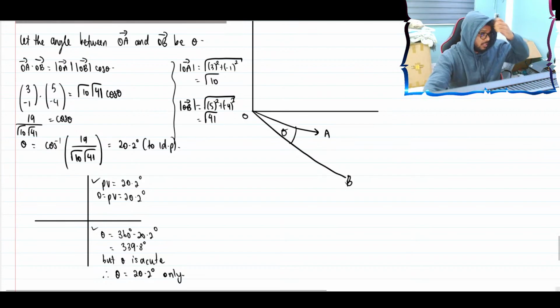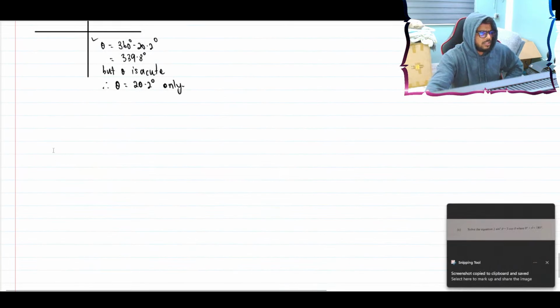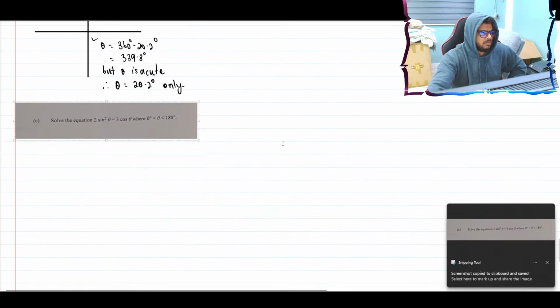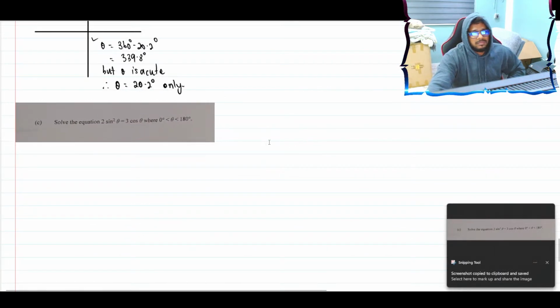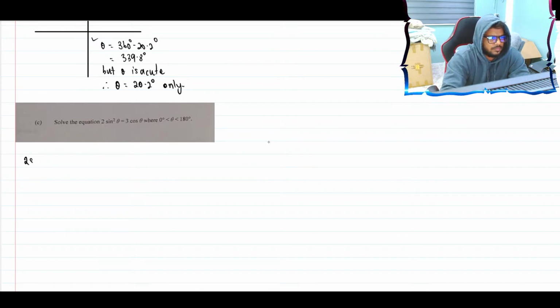Right, so this trig section was actually pretty simple so far. And now watch the trig equation. For theta between 0 and 180 degrees, cake. 2 sine squared theta is equal to 3 cosine theta. So I actually got a really easy trigonometric equation to solve.